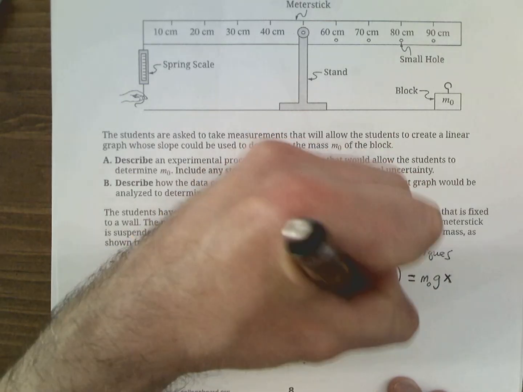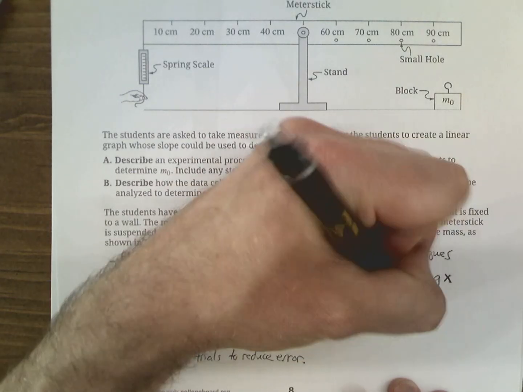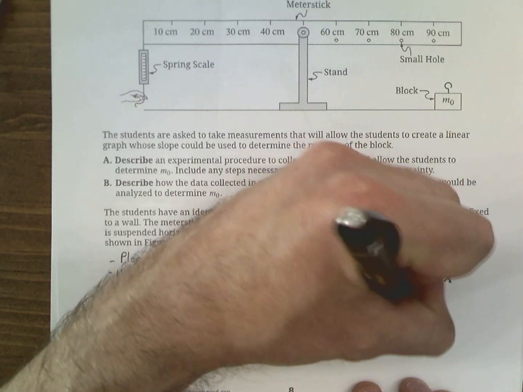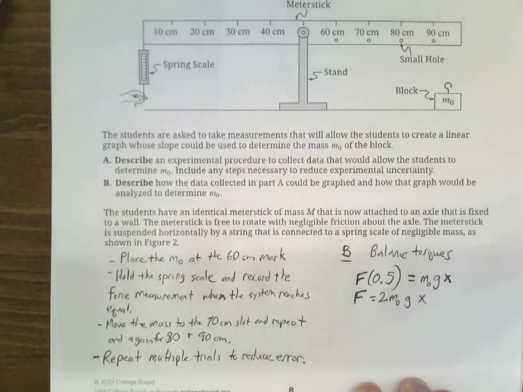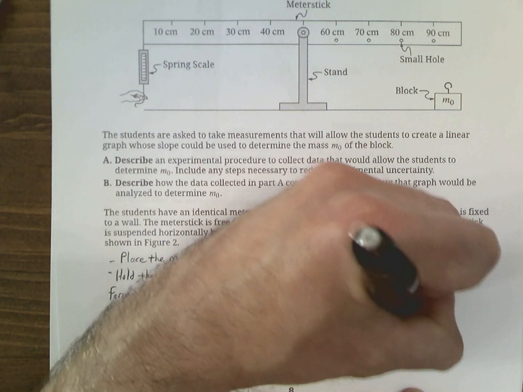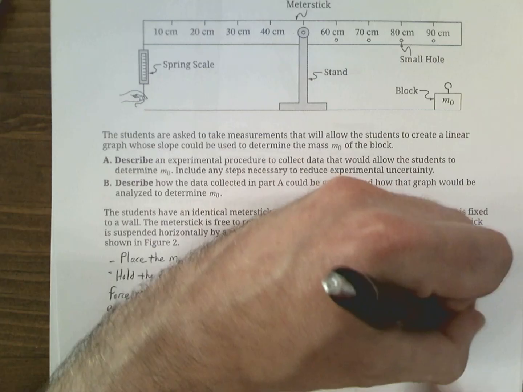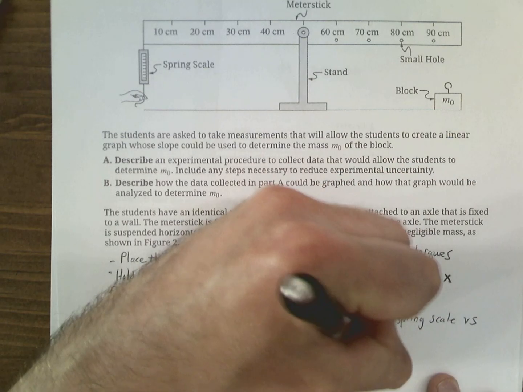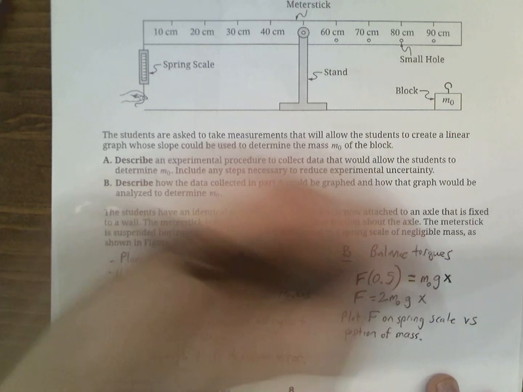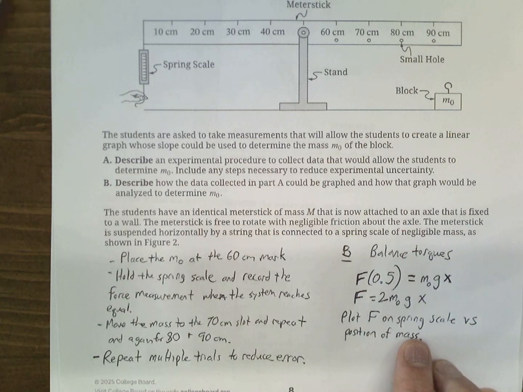So we're going to have the force measured on the scale versus, if we divide both sides by a half, we're going to get 2m0gx. So we're going to plot the force on the spring scale versus the position of the mass. This is going to be a linear relationship already.